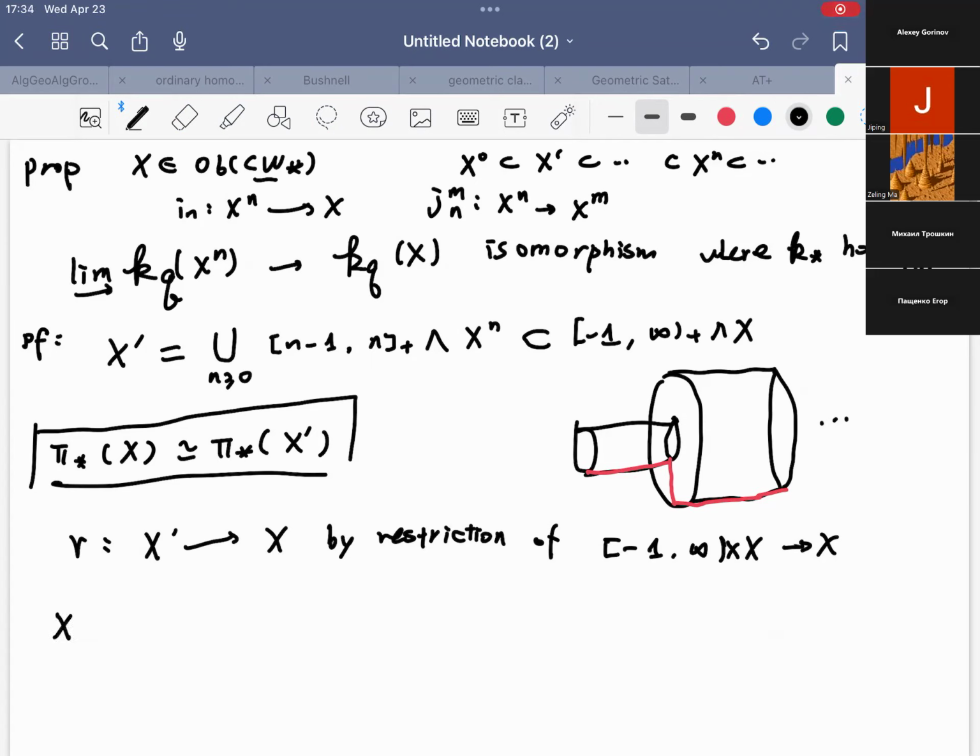We need to define the X_n prime. What is X_n prime? This looks like the union over l from 0 to n minus 1 of the smash product with X_l. And it's easy to see this is a subset of X prime.